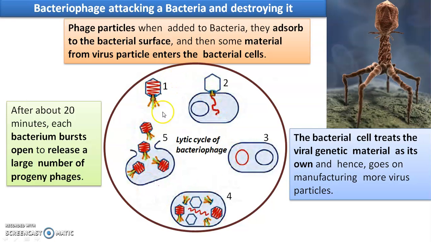So basically we'll understand the cycle first. It injects some material inside, and that genetic material gets incorporated into the bacterial genome, and the bacterial cell treats that viral genetic material as its own and starts manufacturing more and more virus particles. That means the genetic material which enters from the virus into the bacteria makes the bacteria obey it and makes components for itself, not allowing bacterial components to be formed. So gradually the bacteria becomes weak and lysis occurs.